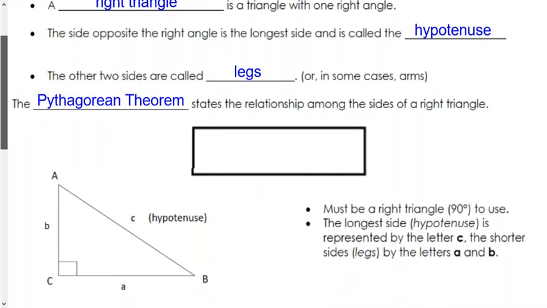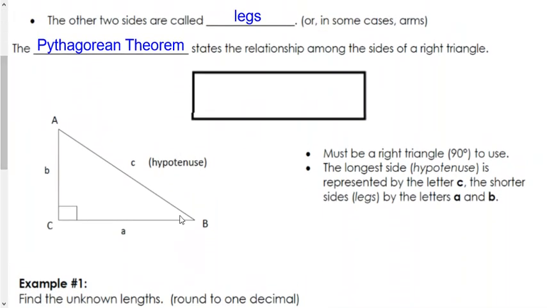Our Pythagorean theorem is the formula that states the relationship among the sides of a triangle. And as you might recall, it is a squared plus b squared equals c squared, where a and b are legs, and c is our hypotenuse.